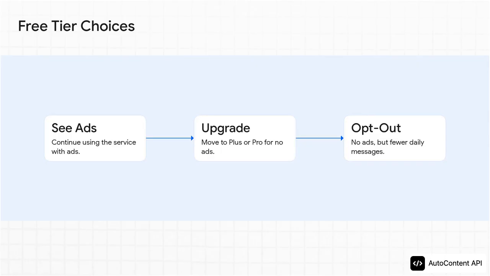So if you're a free user, you're not being locked into just one path. They're giving you three pretty clear choices. First, you can just accept the ads and keep using it like normal. Second, you can upgrade to a paid plan and get rid of them. But then there's this third option, which is really interesting. You can opt out of ads completely, but it comes with a trade-off. You'll get a lower daily message limit. It's a classic choice, right? Pay with your attention, pay with your wallet, or accept a more limited service.